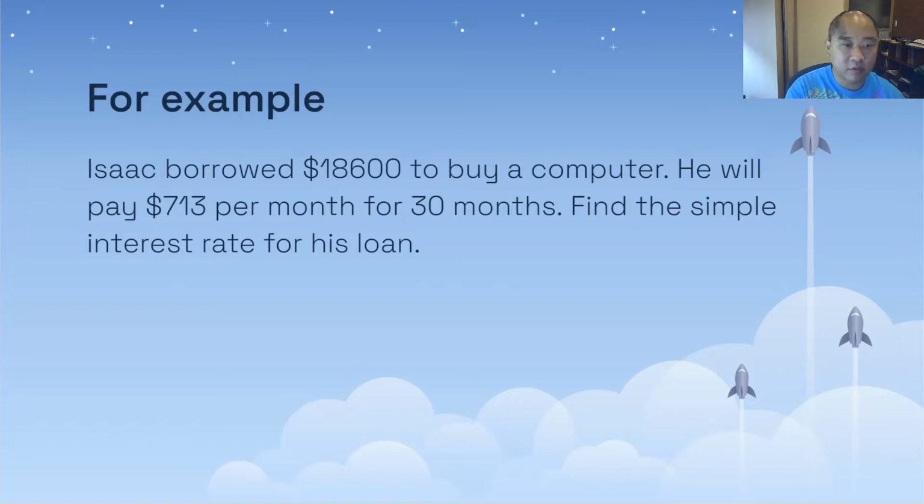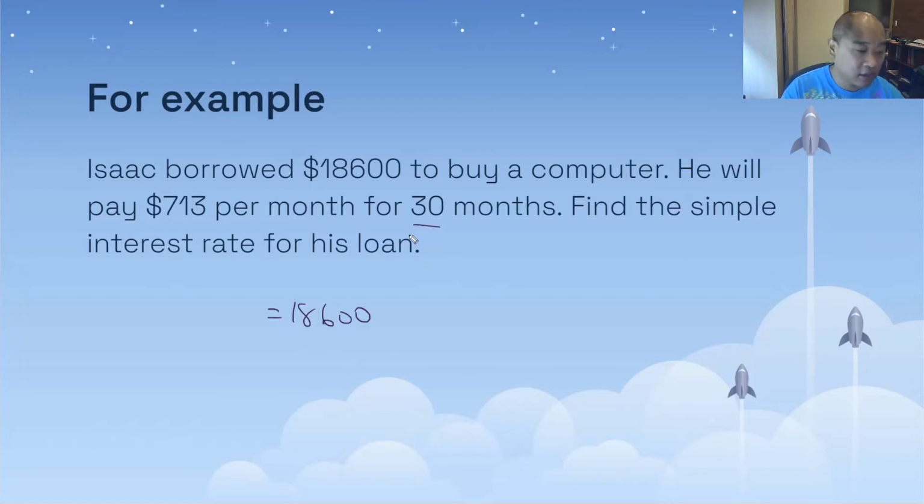Let's look at a real world example. Let's say that Isaac borrows $18,600 to buy a computer. He will pay $713 per month for 30 months. So we don't have the same information here, right? We have the principal, which is $18,600. We also have the amount that he pays every month for the number of months. So this is the total loan.